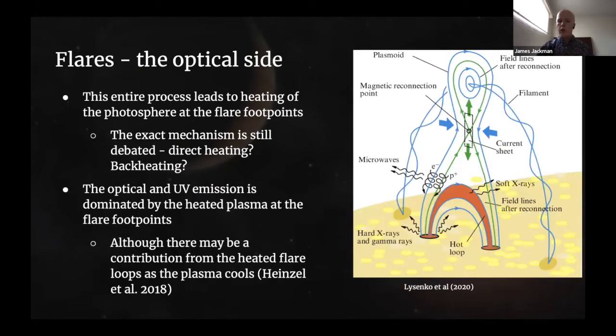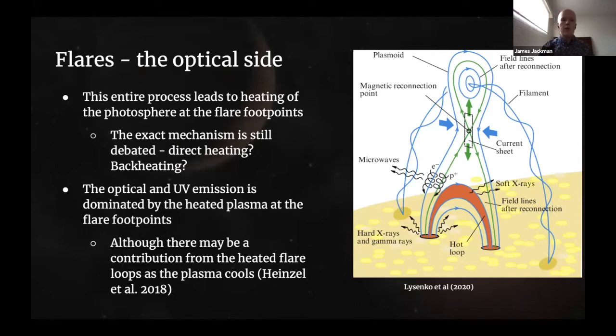And I should also note that in stellar flare studies, it's typically assumed that the bulk of this optical and UV emission comes from the flare foot points. But again, there has been some suggestion that there may also be a contribution from those heated flare loops as that plasma cools down as well. But this depends on the size of the flare loop and the density of the plasma within that flare loop as well. If it's quite a rarefied plasma, we may not expect a significant contribution. But it's typically assumed that the bulk of that emission in the optical and the ultraviolet comes from the heated and then ionized plasma at the flare foot points, from the back heating of the photosphere.